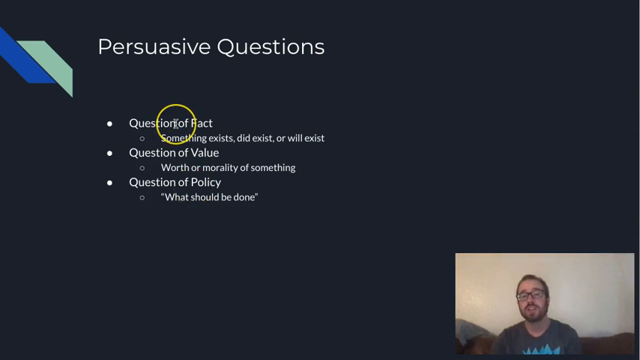You have to convince someone the thing exists at all. Then you have to convince them that it is morally correct to be on your side of the argument. And then you can get into the nitty-gritty of what specific policies we should put in place to make that moral thing happen, right? So the three types of persuasive questions, again, are fact, value, and policy, and pretty much any persuasive speech or persuasive appeal is going to fall into one of those three categories.